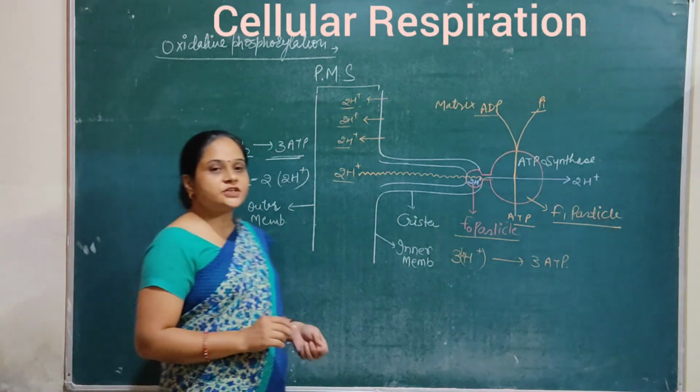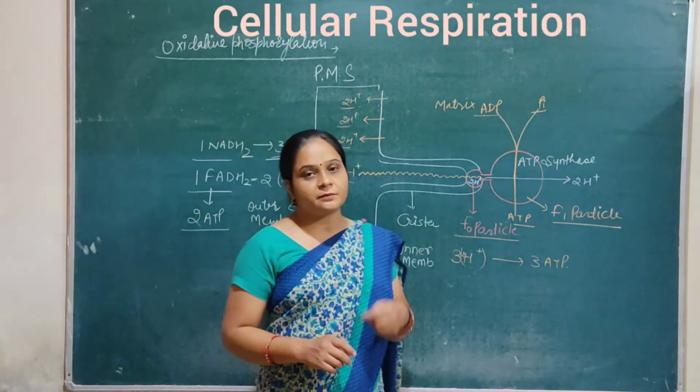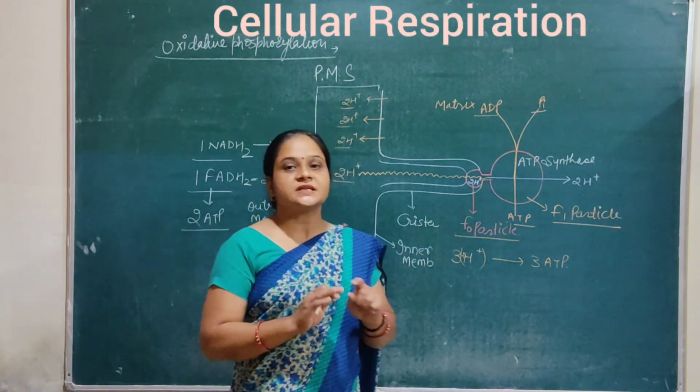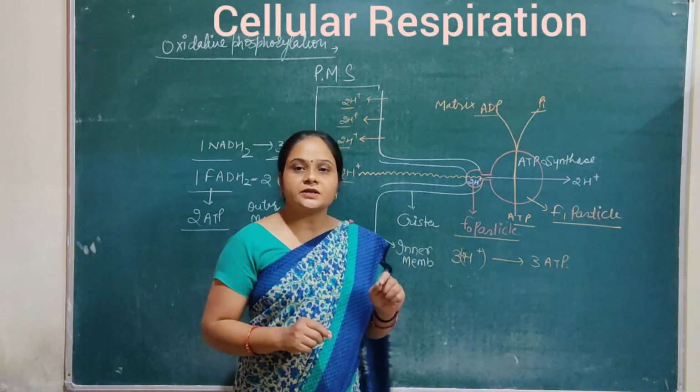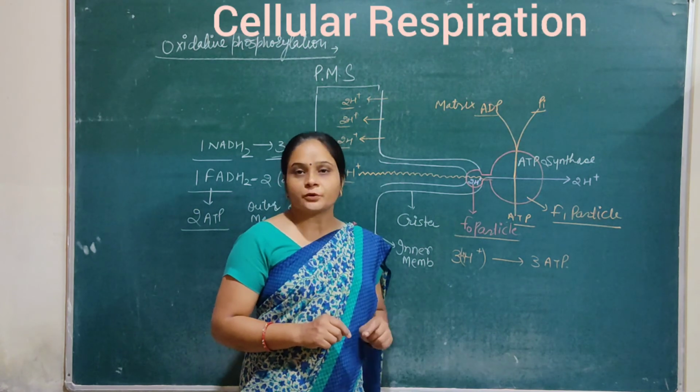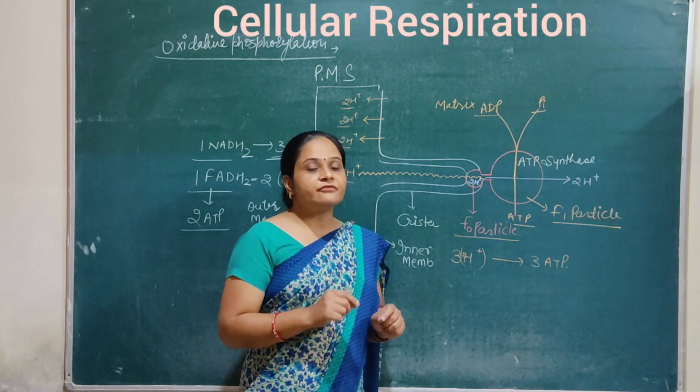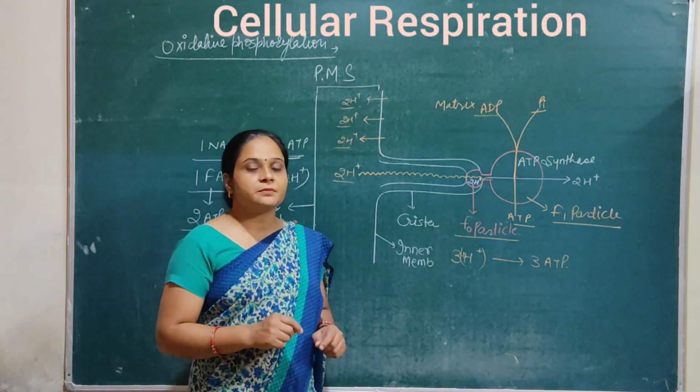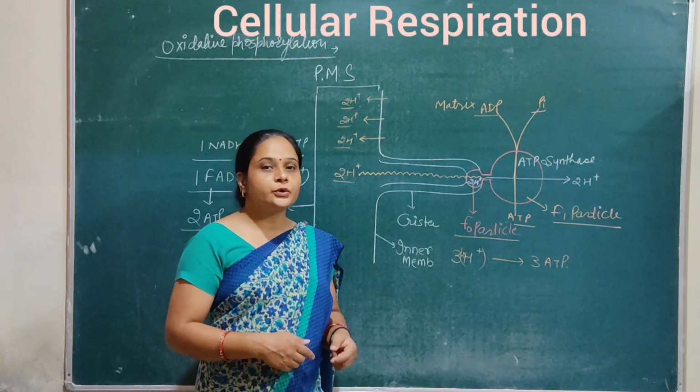So this is the oxidative phosphorylation in which the ATP molecule is produced. The result is 1 NADH2 is responsible for the production of 3 ATP and 1 FADH2 is responsible for the production of 2 ATPs.